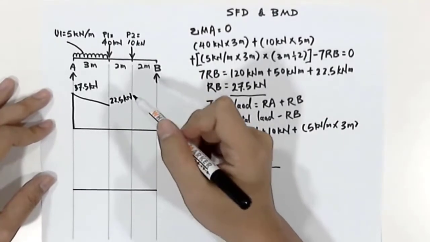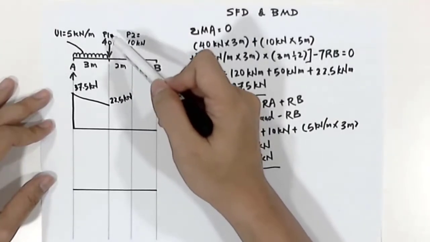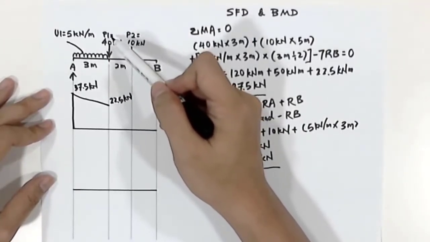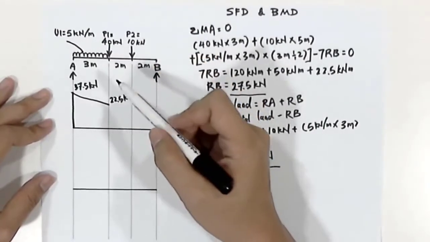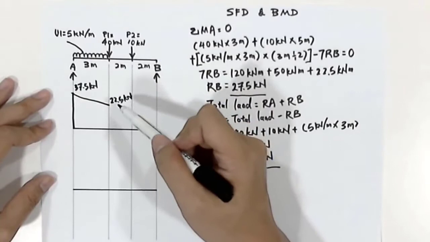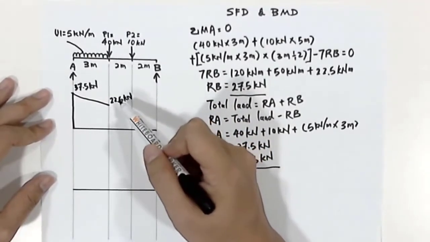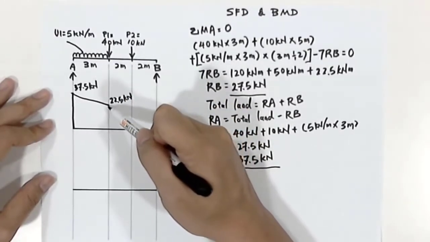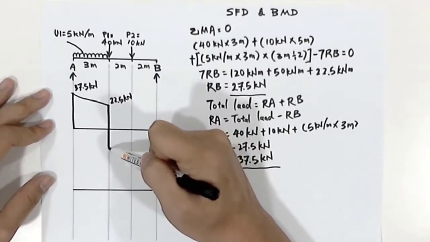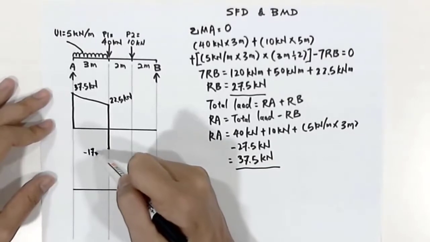Now we have a point load 1, P1 equals 40 kilonewton. What P1 does to the shear force diagram is that we have to use 22.5 kilonewton to deduct 40 kilonewton. And the value that we'll have will be negative 17.5 kilonewton.